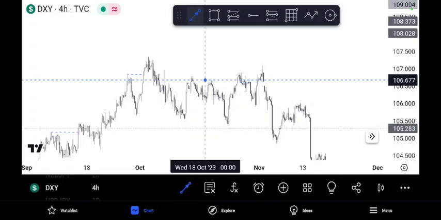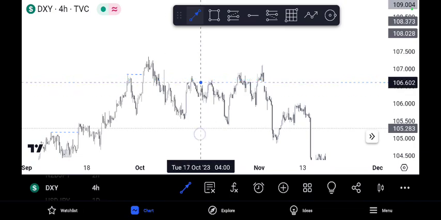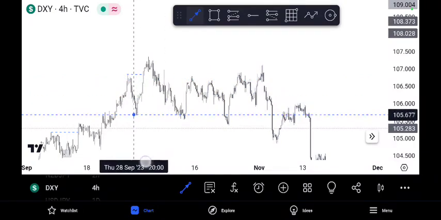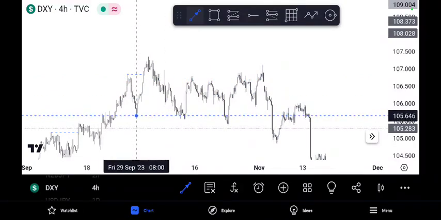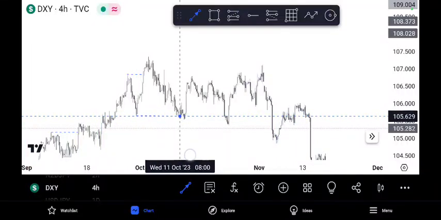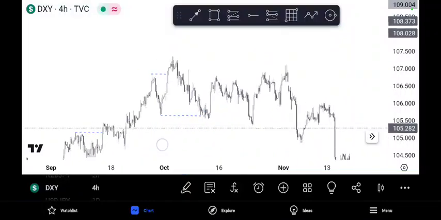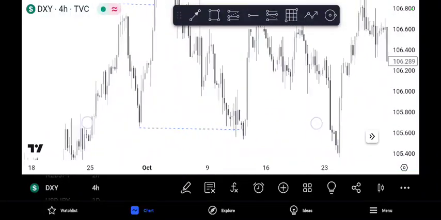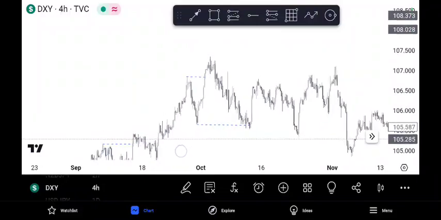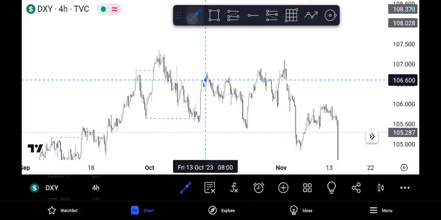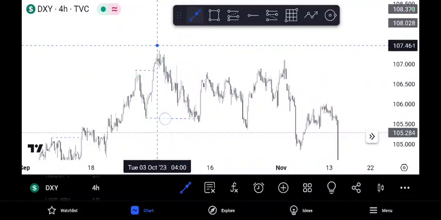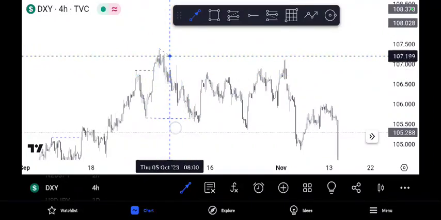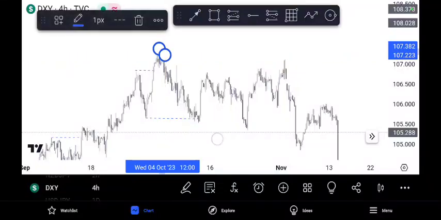Price was supposed to respect this low. It shouldn't have exceeded this low, but watch, price did not. Price broke it out, and we have our swing failure from here. This was our swing failure here.